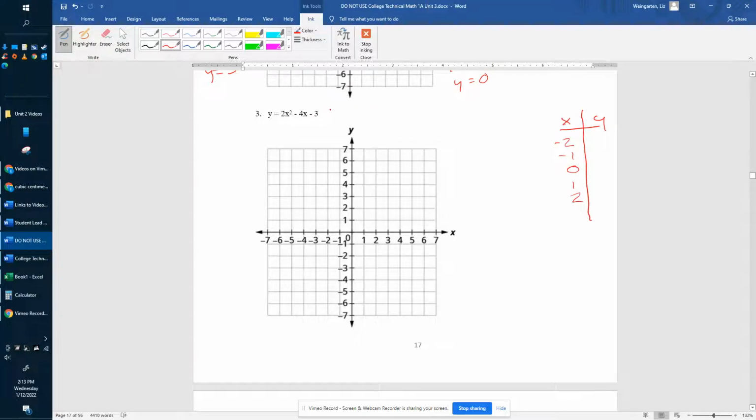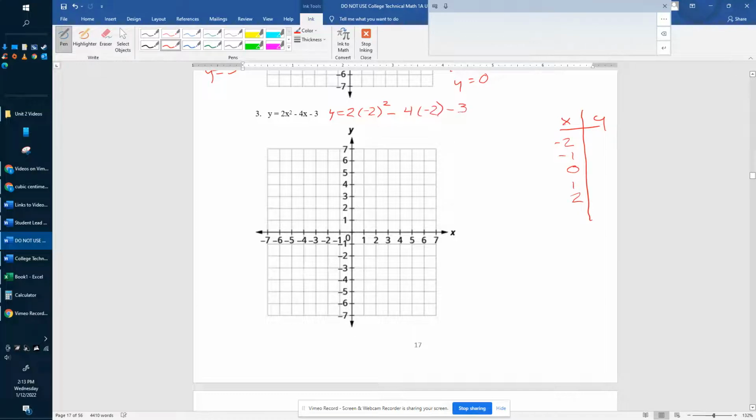So let's plug in -2. Y equals 2 times -2 squared minus 4 times -2 minus 3. -2 squared is positive 4 times 2 is 8. -4 times -2 is 8 minus 3. We have 8 plus 8 is 16 minus 3, y equals 13. That's too big. But at least it's not like way too big like the last one. In the last problem we did that first -2.